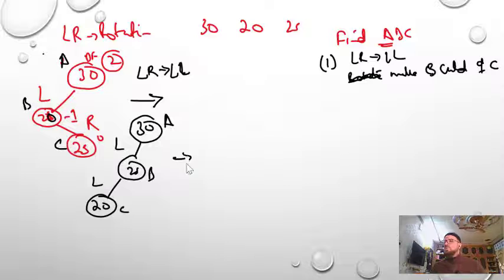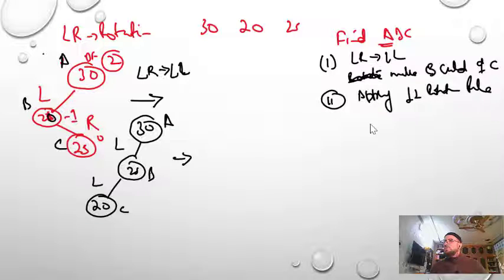So what we do in the second step is we apply the LL rotation rule, that is make A child of B. That means you rotate here, you rotate the 30, get it down, so it becomes like this.